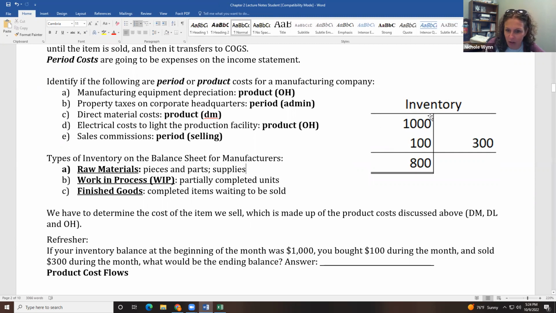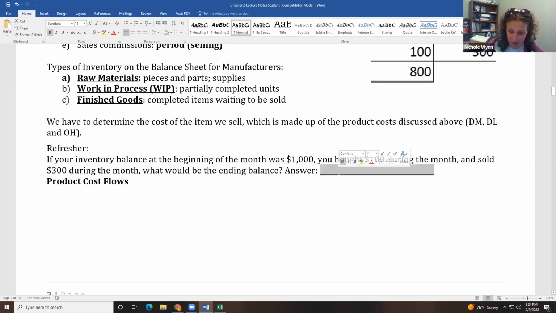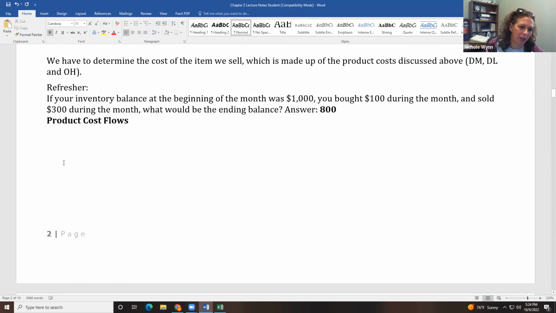Okay. So that's just me drawing a little T account. Life is good. Okay. So the next thing I want to know, so the answer here is 800. Okay. And now I have my answer up there too. Okay. So if your inventory balance at the beginning of the month is 1,000, you bought 100, you sold 300, what's the ending balance? And so now what I want to do is I want to draw a picture down here. And I want your picture to look exactly like my picture. So what we're going to do is we're going to draw 4 T accounts across. So I want you in this space that I've given you to draw 4 T accounts across.